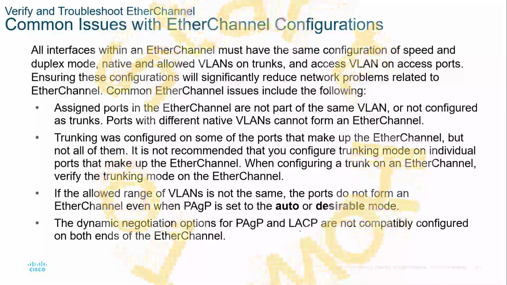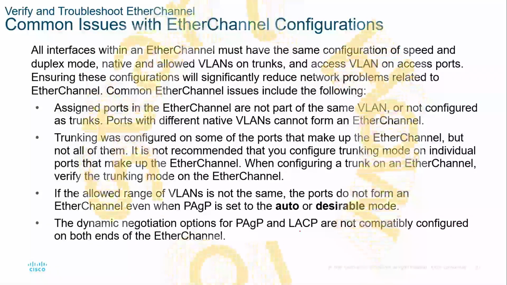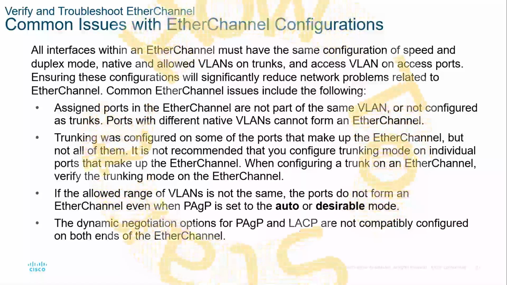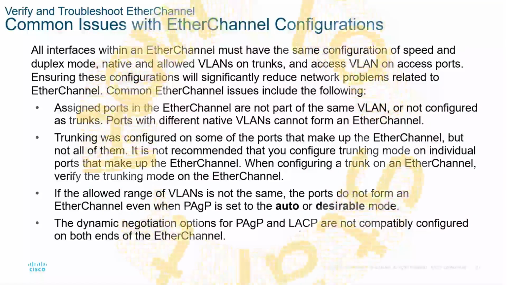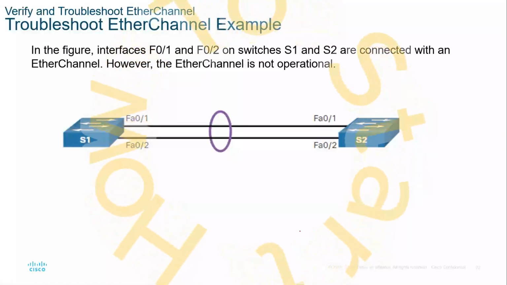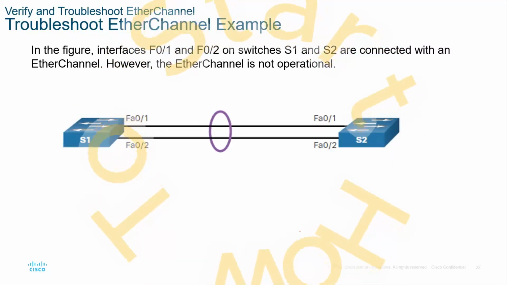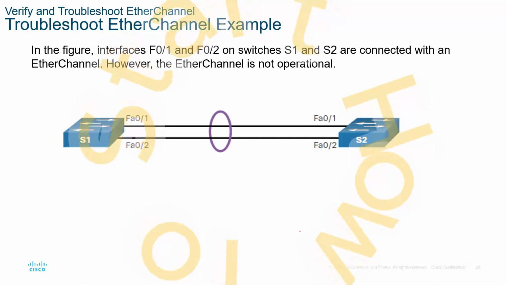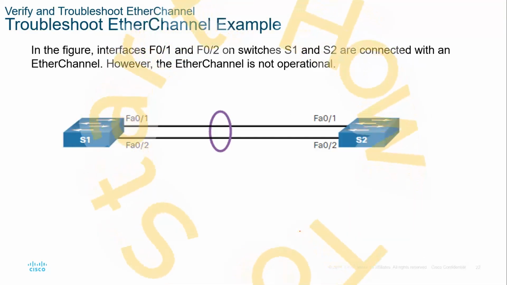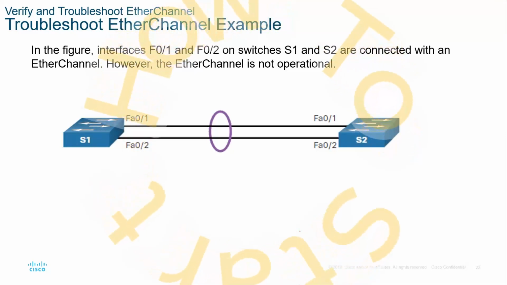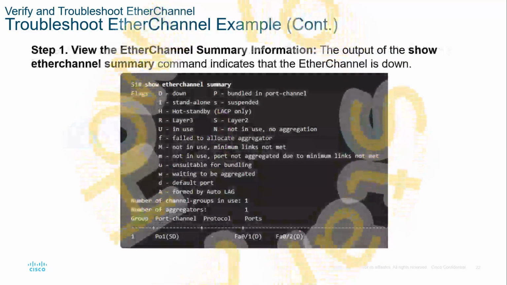Common issues with configuration is the modes. Is it set to on? Is it set to auto? Is it set to desirable? That's the big one. So for troubleshooting, in this example, we have a configuration of switch 1 and switch 2, and we're assuming that we are trying to build an EtherChannel between these two. But the EtherChannels are not operating. How do we figure out what's going on?